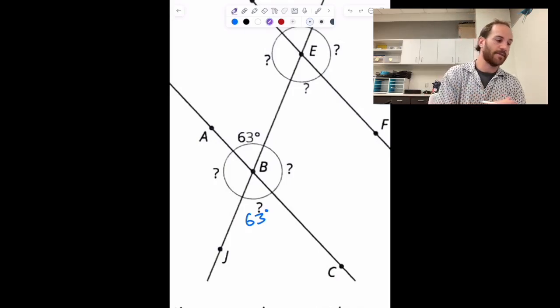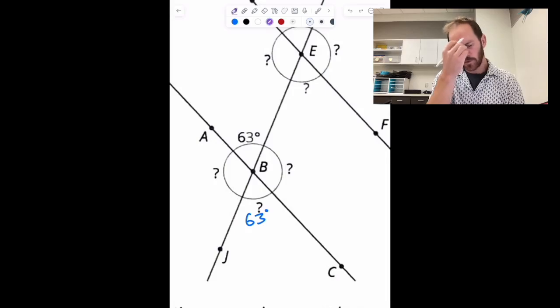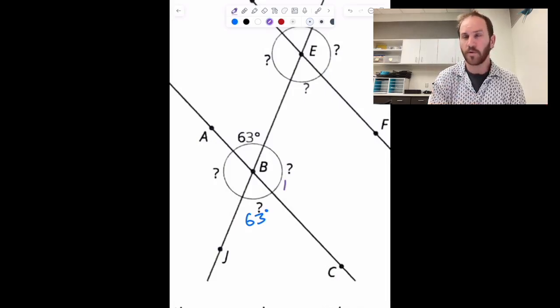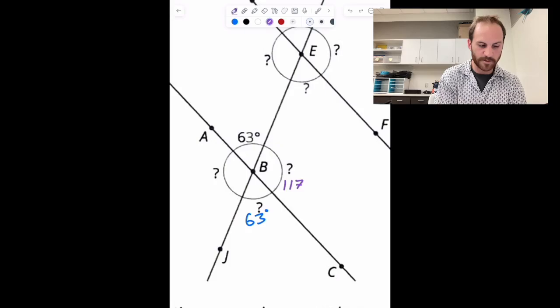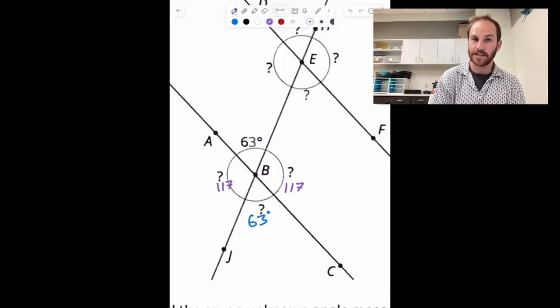So what's 180 minus 63? Oh my gosh, I'm not so sure. I think it's 117. Okay, there we go. So that's how we can figure that out. Well, 180 minus 63 does in fact equal 117. So we know one of those angles. That's great. Once you get that, it's really easy to finish the rest. We've got another angle that is vertical to that one, so it's 117.